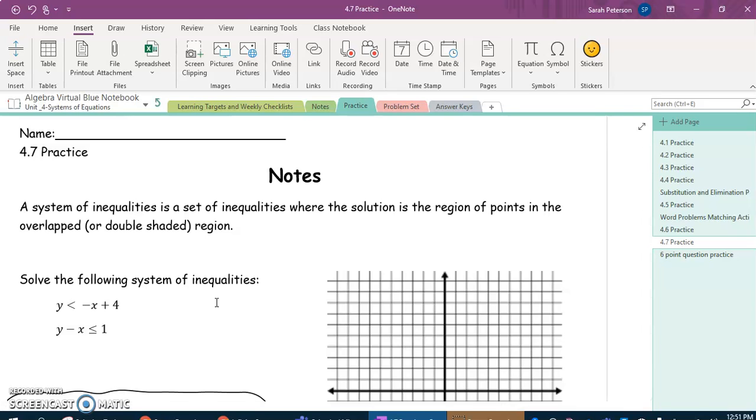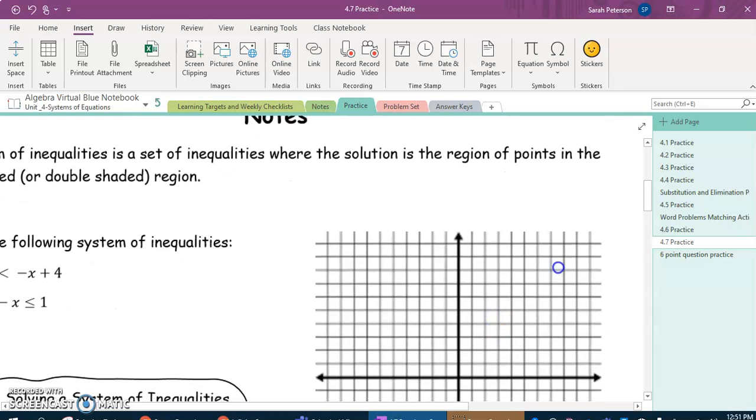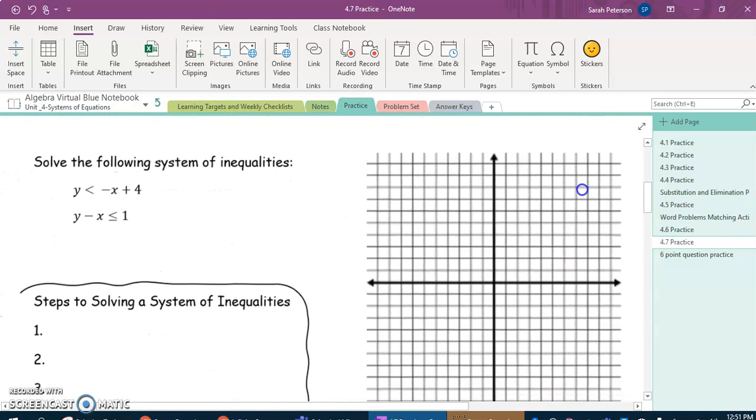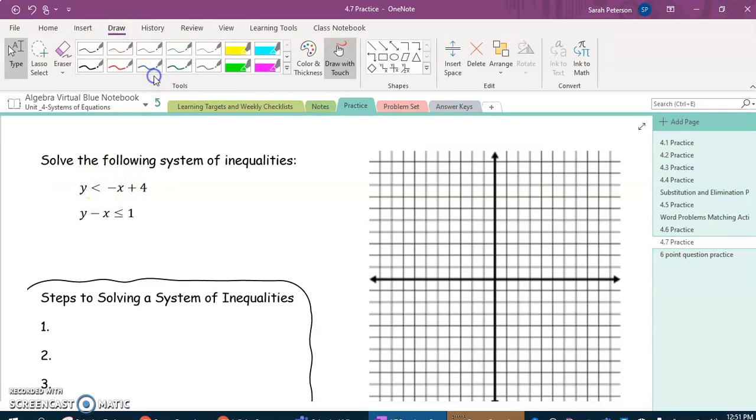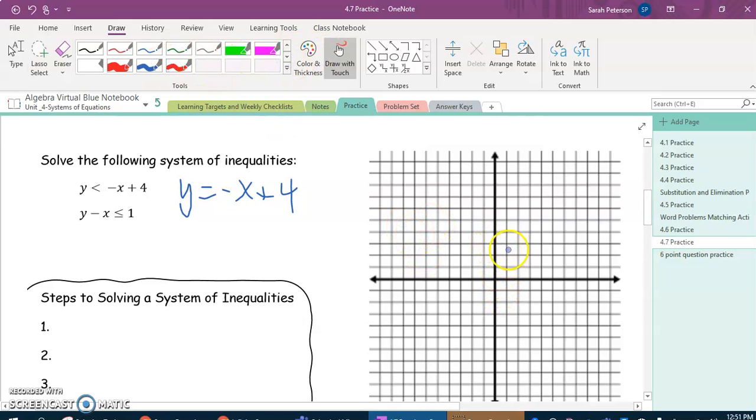It says solve the following system of inequalities. That means I'm going to graph, because I see this lovely graph right here. To graph this, I'm going to plug it in my graphing calculator just as it was this equation here, y equals negative x plus 4. I'll graph it in blue. So 1, 2, 3, 4, and then it's a negative 1 slope.